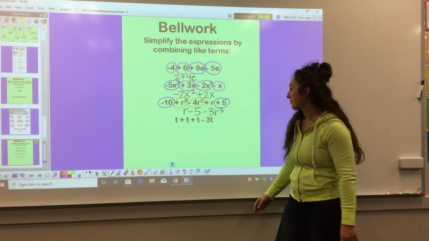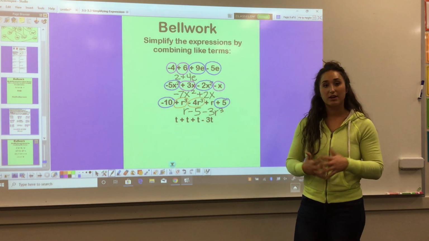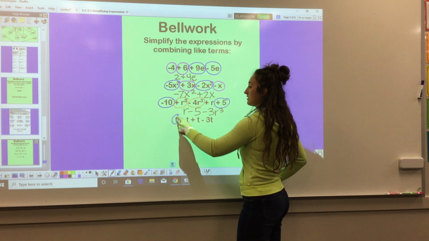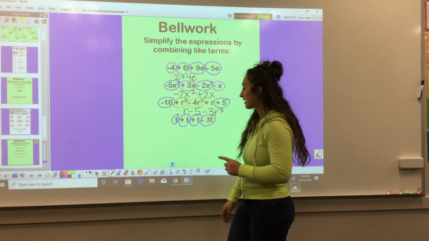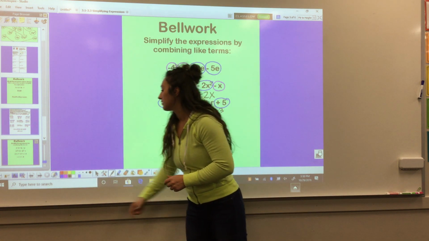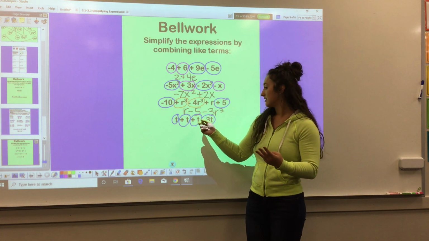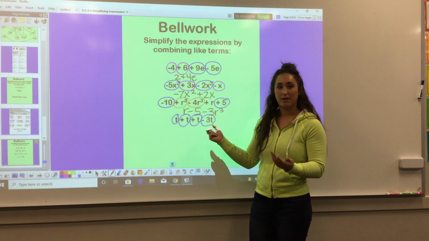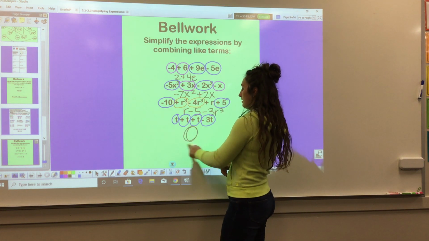And the last one, hopefully you notice that all of these are alike. They're all including a variable of t. So we have 1t, 2t, 3t, and negative 3t. Which if you combine all of these, there's 1, 2, 3 t's, and then plus negative 3, or minus 3t. You're left with nothing. 0.